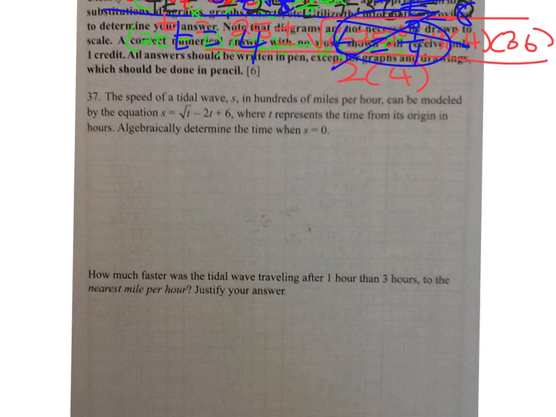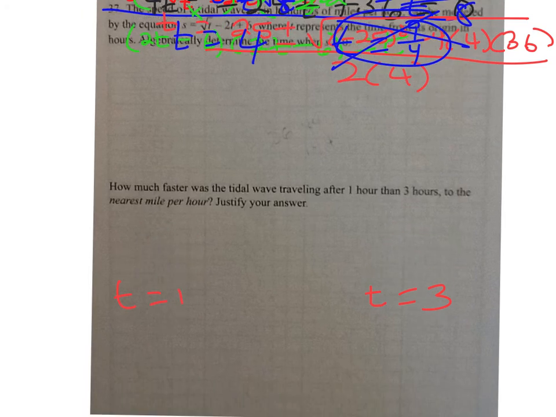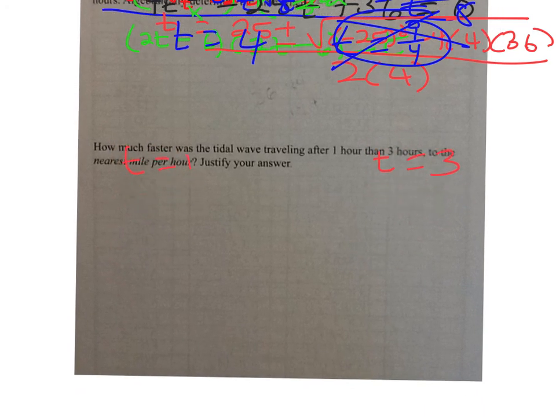Okay, so the next part says, how much faster was the tidal wave traveling after 1 hour, so t equals 1, and then after 3 hours? All right, so I want to know how much faster. So I have to figure out how fast the tidal wave was traveling at 1 hour. All right, so I'm going to plug it in. I'm looking for the speed of the tidal wave. s equals the square root of 1 minus 2 times 1 plus 6, and this comes out to be 5.